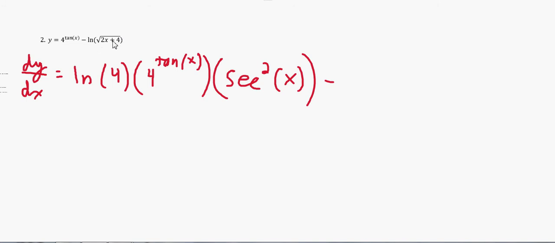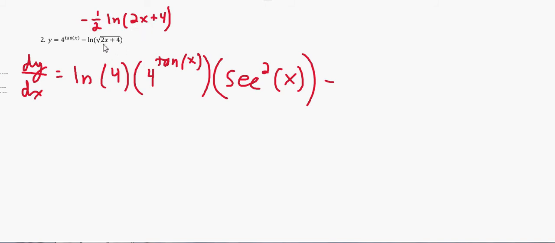Minus, now, I should have rewrote this before I started. ln of the square root of 2x plus 4 is the same thing as 1/2 ln of 2x plus 4, because the square root's to the 1/2 power, and it's a square root of the entire argument. It's square root of 2x plus 4. If it had just been square root of 2x, we wouldn't be allowed to do this.